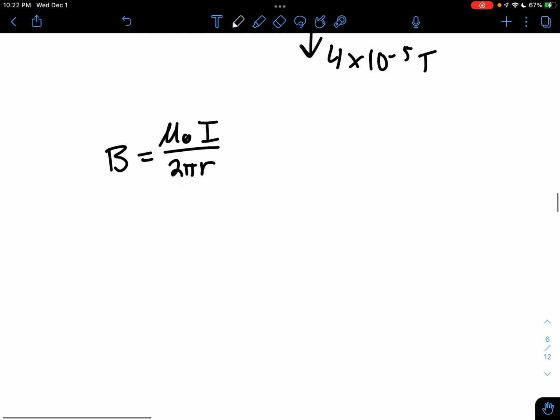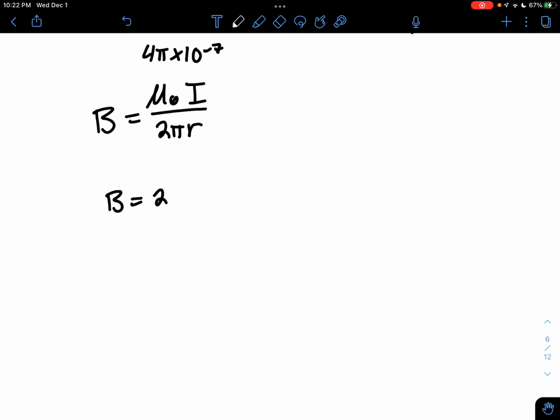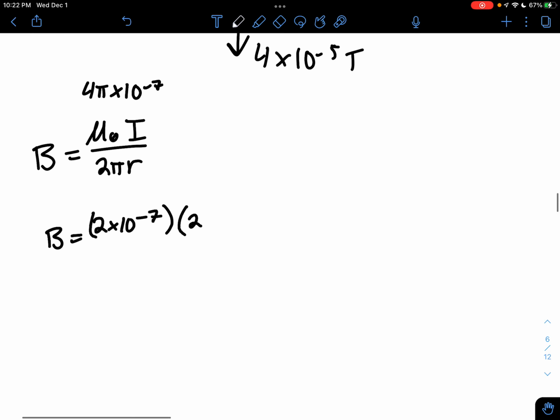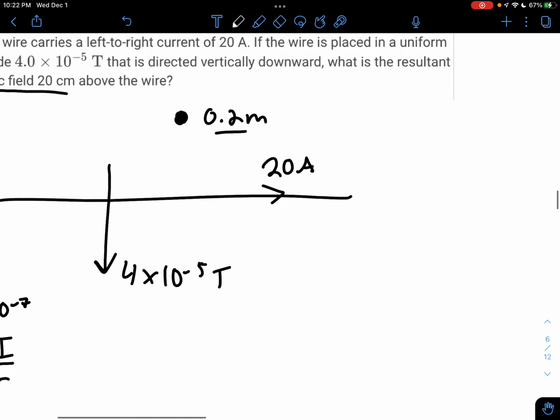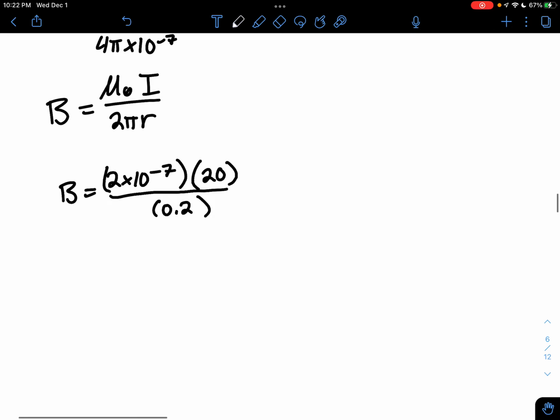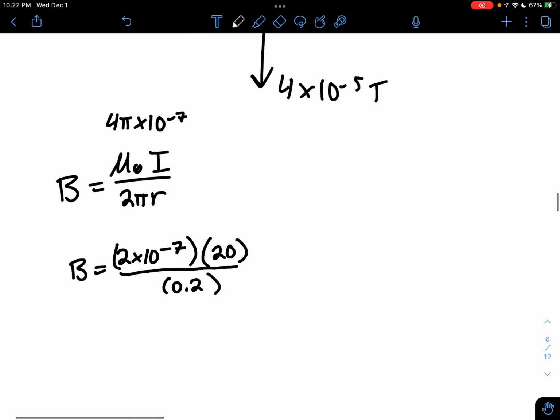Our current is also given. We have our B equals, again, our mu naught, 4 pi times 10 to the negative 7. The 4 pi is going to partially cancel with the 2 pi. So it's going to be 2 times 10 to the negative 7 times the current, given 20 amps, divided by our radius, which is our 0.2 meters. So we have our magnitude of the magnetic field.